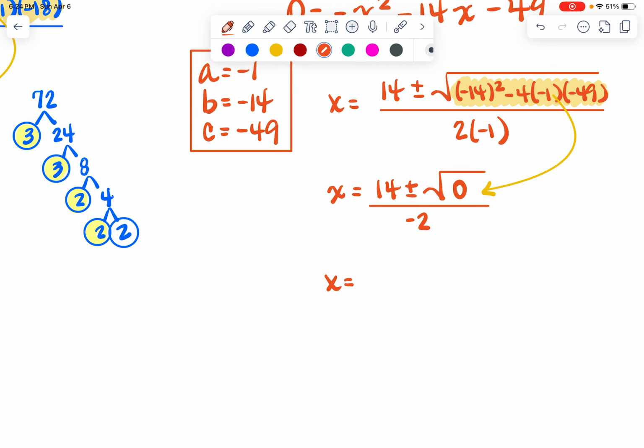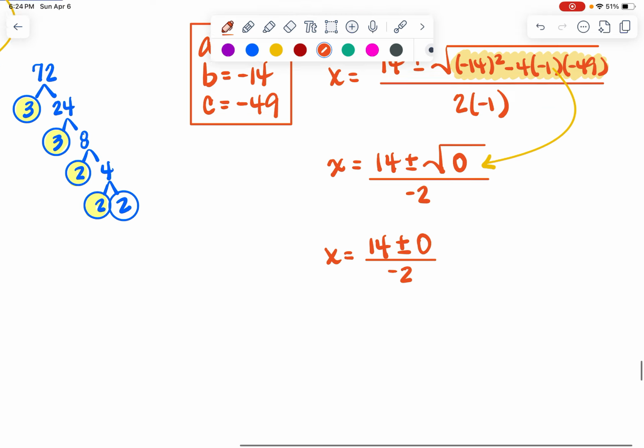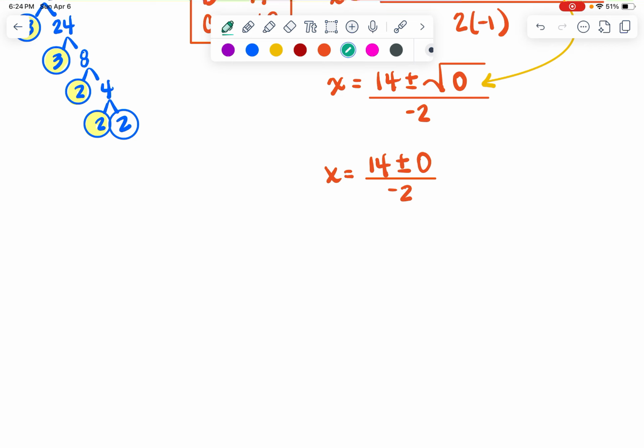X equals 14 plus or minus. Now 0 is a perfect square, right? Because 0 times 0 equals 0. So the square root of 0 is 0. You can use your calculator if you want to. And so we can actually do this math problem, right? I'm going to kind of break this down.